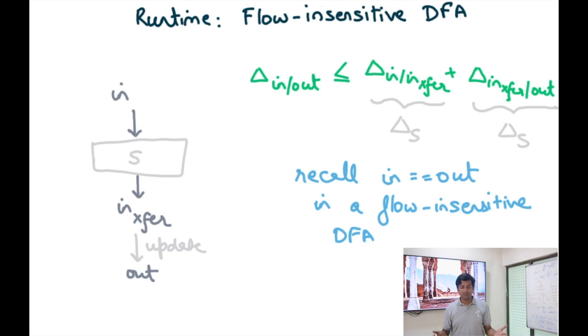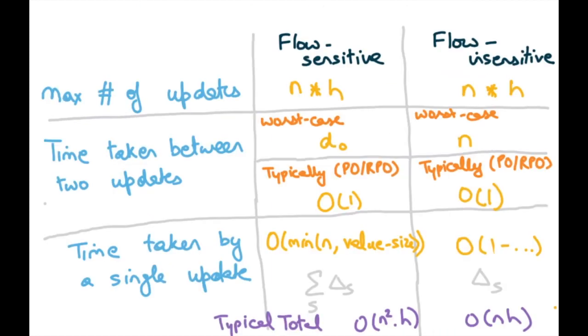So in a flow insensitive analysis, the gap between the value updates is small, it's local, it depends on S. But in a flow sensitive analysis, it could be much bigger, it could be global, it could be as big as order n or order value size, whichever is smaller. And that actually is a big difference between a flow sensitive and a flow insensitive analysis running time. That comes up as a big difference in the running time of the two analyses.